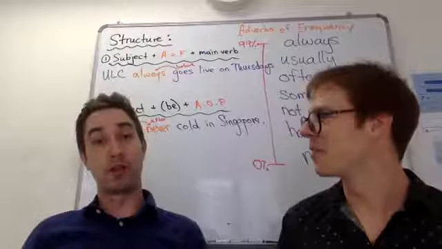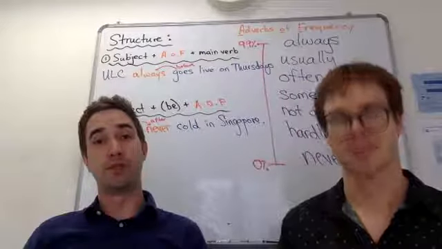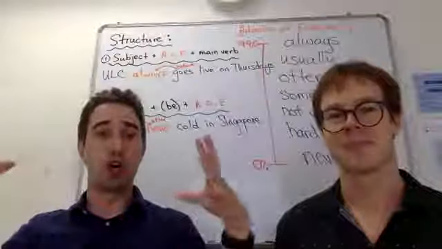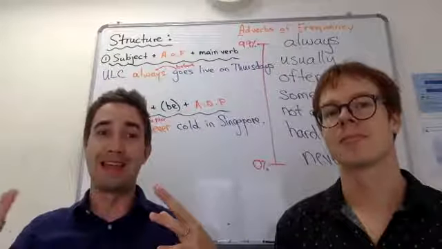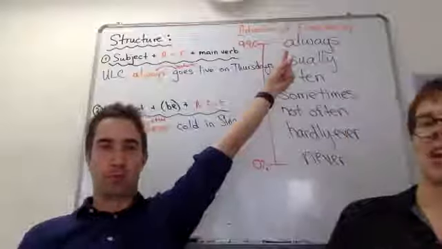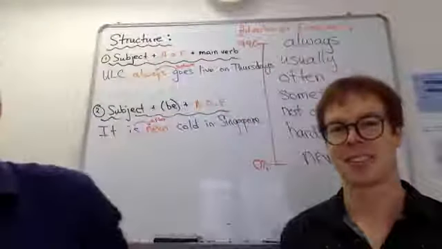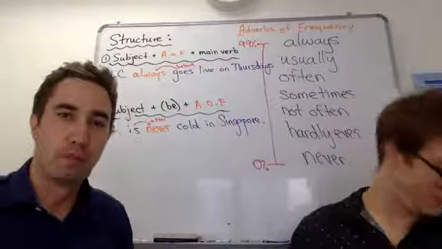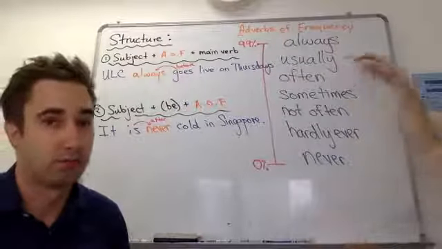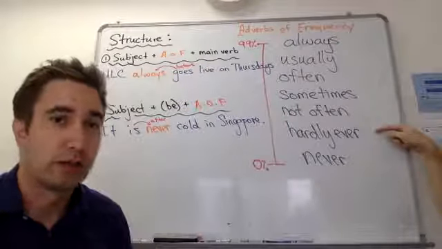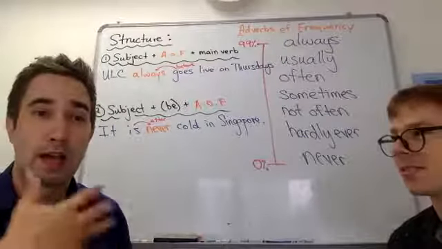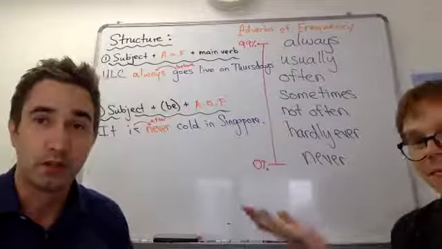So today we're going to talk about adverbs of frequency. Adverbs of frequency is really, really long, so we can shorten that to AOF. These adverbs are always, usually, often, sometimes, not often, hardly ever, never. Those are the adverbs of frequency, and we use them to say how often we do something.